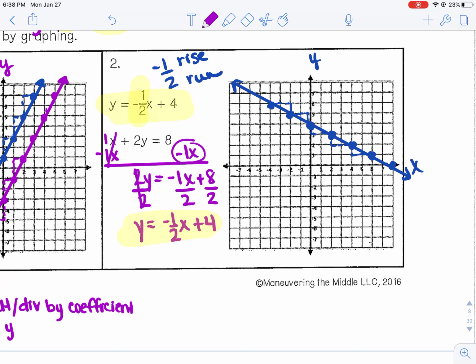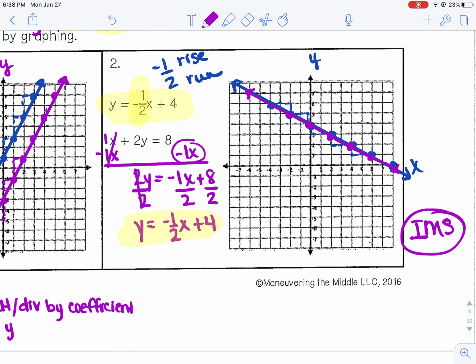So when I start plotting my points at positive 4, drop down 1 over 2, all these points, including the segments in between, are solutions. So because that line goes on forever and ever in both directions, we have an infinite number of solutions. So we have infinitely many solutions.